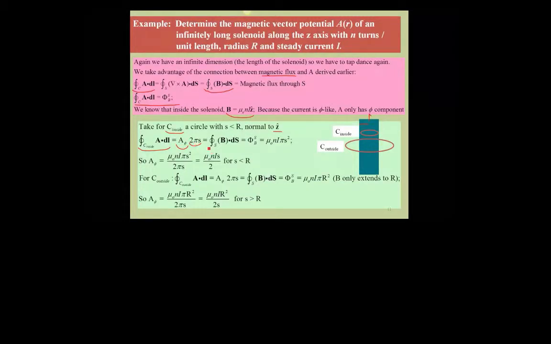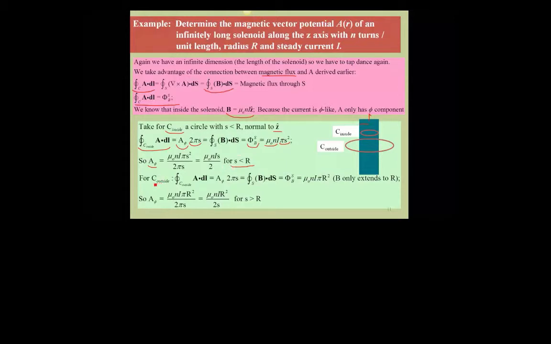Putting that into the flux equation, we end up with this quantity here, the flux. And what is the flux? Well, it's B, right here, times the area of the surface enclosed by C inside. Solve that for A phi, and you end up with a simple function, which is mu 0 n I over 2 times s. And remember, this is for s less than R.